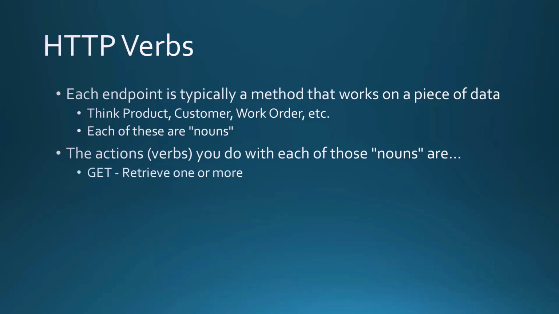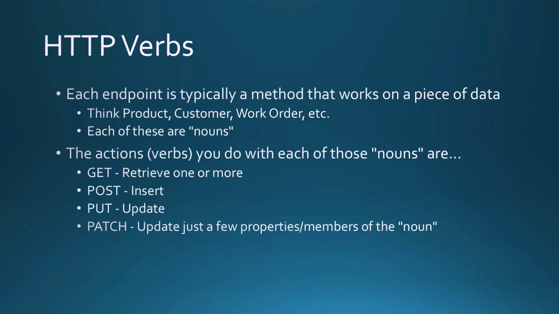So a get verb means I'm going to retrieve one or more of some noun. Post, I'm going to insert. Put, I'm going to update. Patch is I'm just going to update a few properties or members of that noun, maybe not the whole product record, the whole customer record. I'm just going to send a few properties to update. And delete means I want to delete one of those products or customers or work orders.